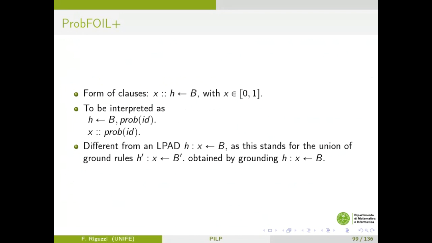This is important because this clause is different from a head-pad clause of the form H : X if B, because this head-pad clause stands for the union of all the ground rules H if B' obtained by grounding H : X if B. While in this case, you have a different random variable for each grounding. Here you have a single random variable associated to this probabilistic fact, where ID is an identifier which is ground. So these clauses are simpler than head-pad clauses of this form, because for each clause there is a single random variable instead of a random variable for each grounding.